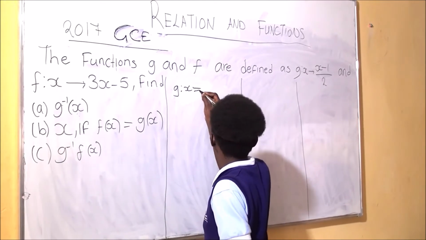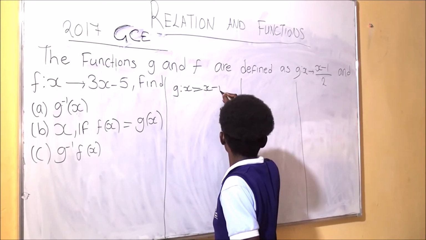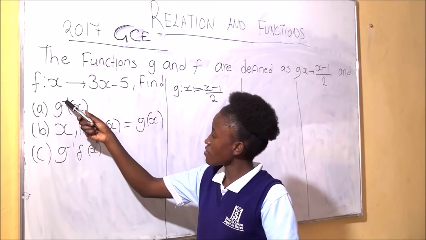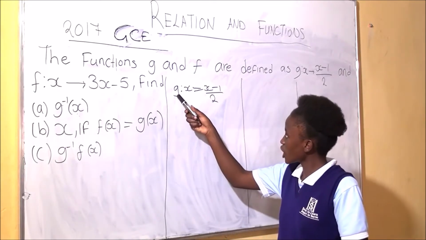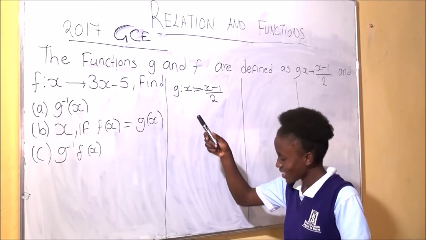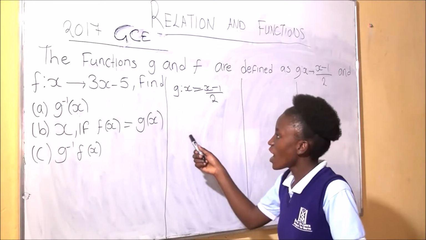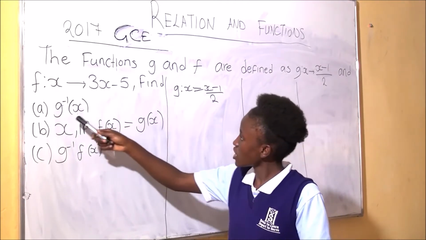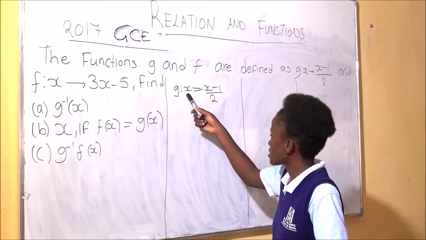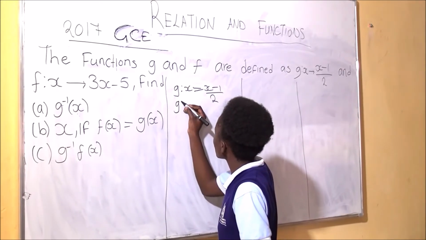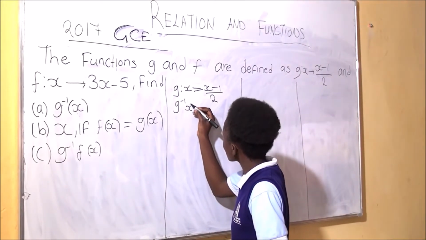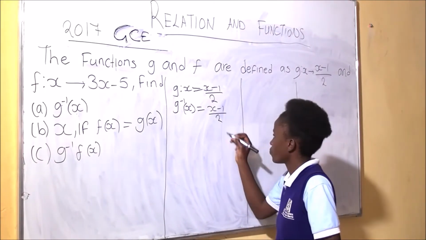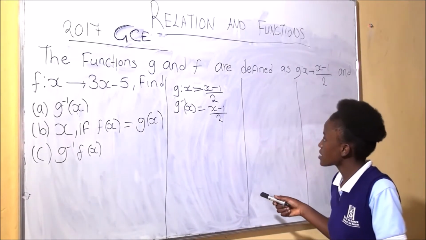Our g of x is equal to x minus 1 over 2. For us to find g inverse of x, we are going to replace g of x by putting g inverse of x where there is g of x. So we are going to get our g inverse of x, which is the question we've been asked to solve, equal to x minus 1 over 2. We've not yet found the actual answer.